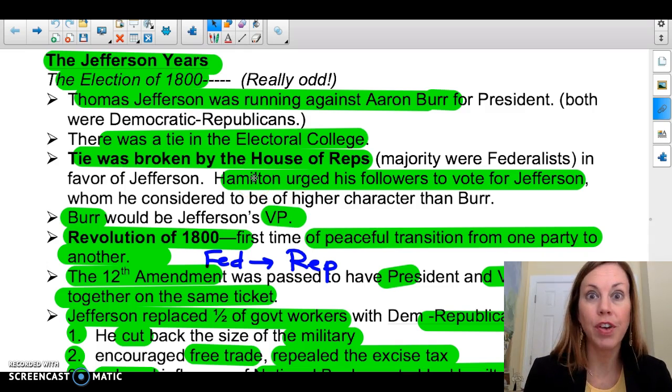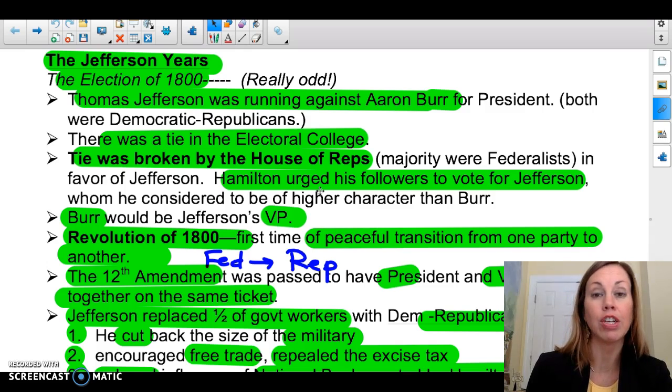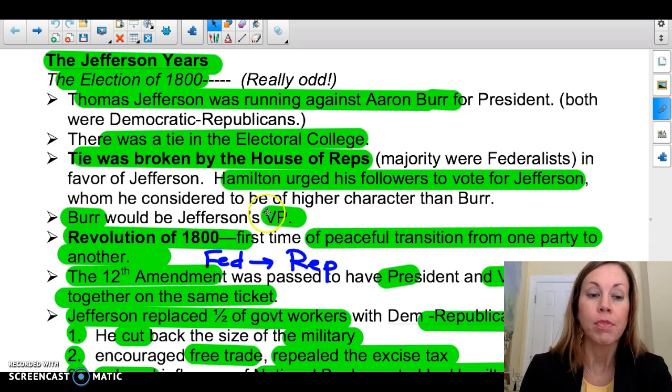Hamilton, remember, is a Federalist, so Burr's not going to like him for political reasons and others that we'll get to a little bit later. But anyway, Hamilton's going to stand up and say, look, the lesser of the two evils is Jefferson. At least he has a high character. Let's vote for Jefferson. And that is what happens. Okay, so Burr is going to be named the vice president under Jefferson. So that's kind of interesting.